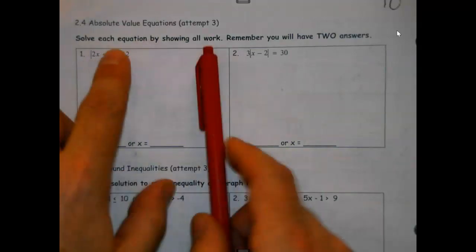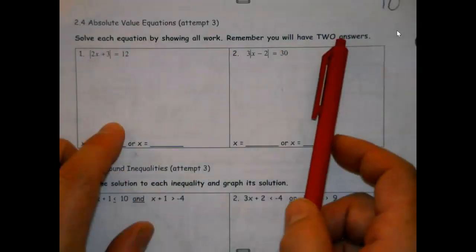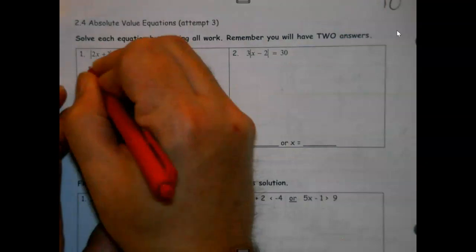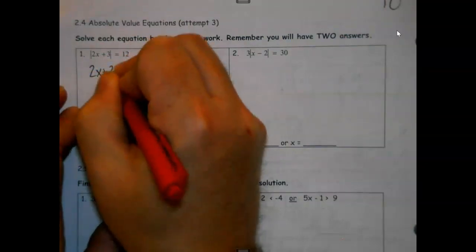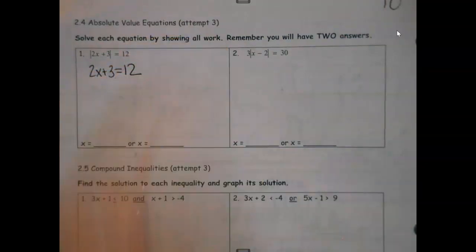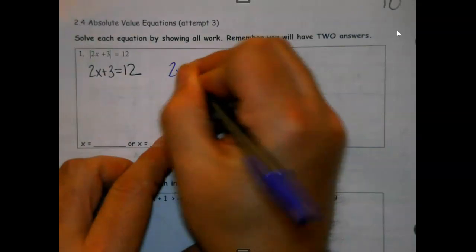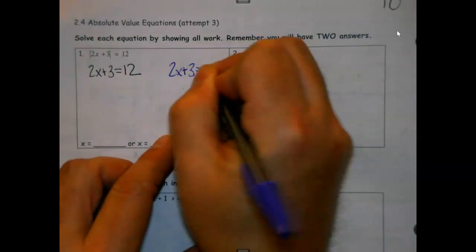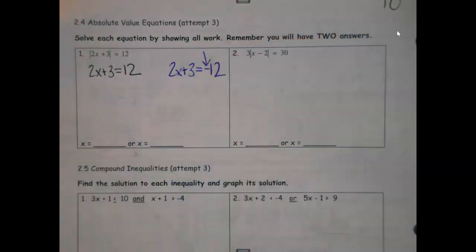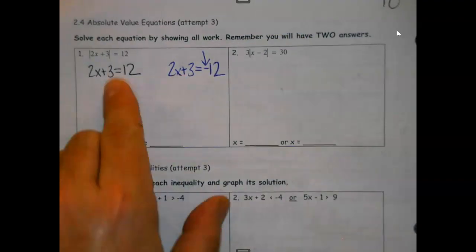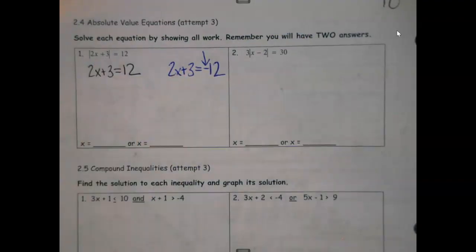Solve each equation by showing all work. Remember, there's 2 answers. Why? Because there's 2 equations. First equation, just rewrite what you see. Second equation, change the sign of just the answer. Not this, just the answer. And then solve them both.